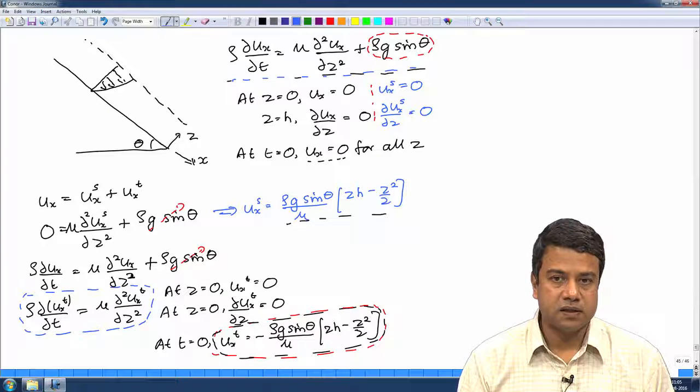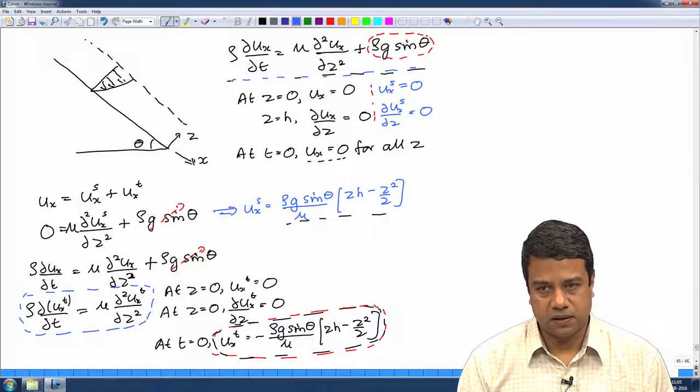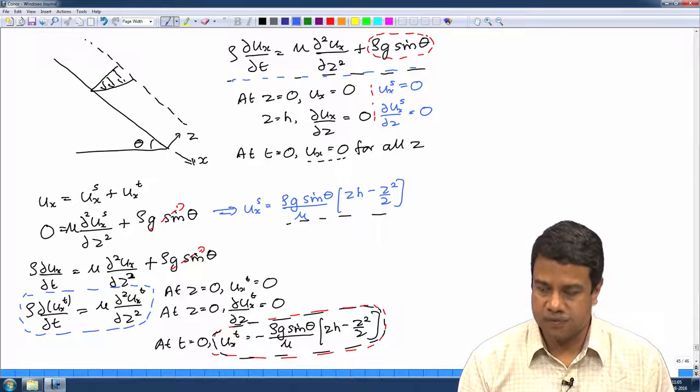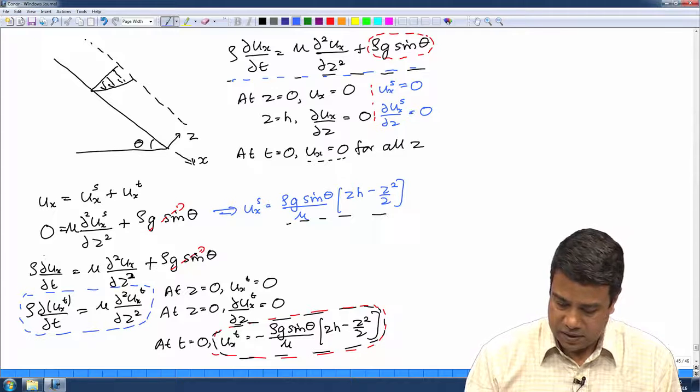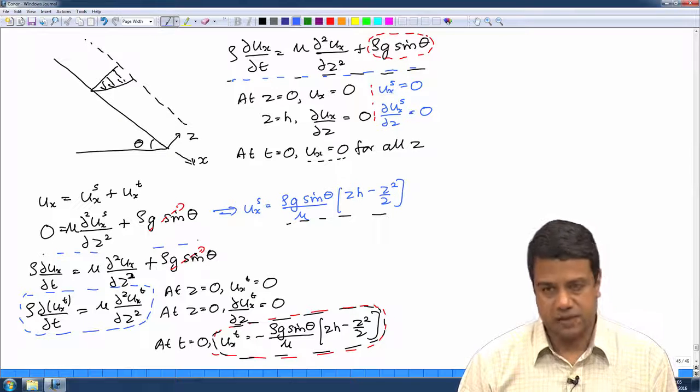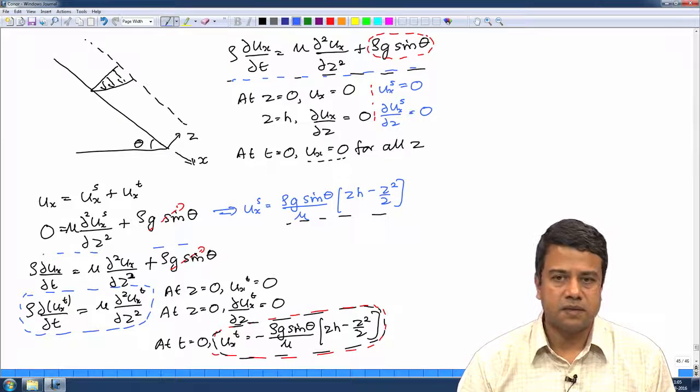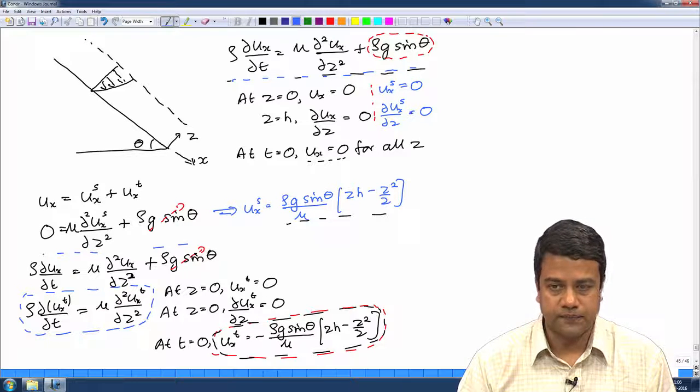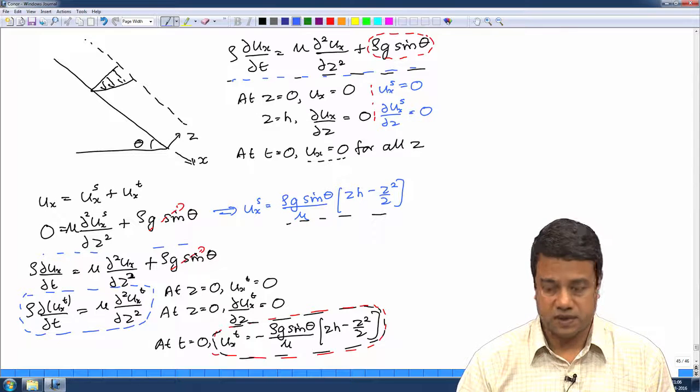If I separate this out into the steady and the transient part, the steady part has the same body force. So, when I subtract it out, the transient part is homogeneous. There is no body force in the transient part. And this is important for us.